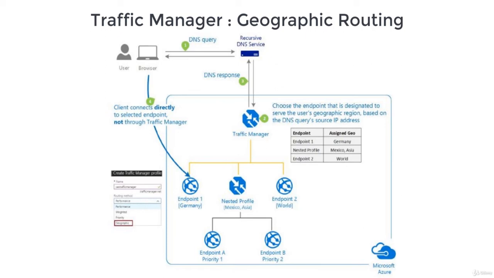So with geographic routing, we are routing the traffic to a particular region, ensuring that the clients get not only lowest latency, but they get the local content, they get the better user experience as well.